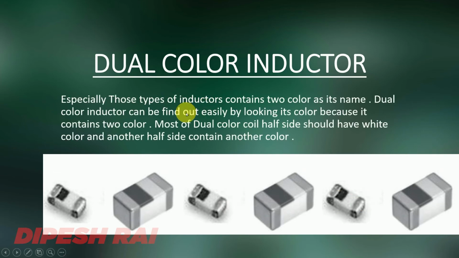A dual color inductor can be found easily by looking at its color, because it contains two colors. In most dual color coils, half the side has white color and the other half contains another color. Here we can see it contains two colors, and in half the side there will always be white. So we can easily find the dual color inductor on the mobile phone PCB board.